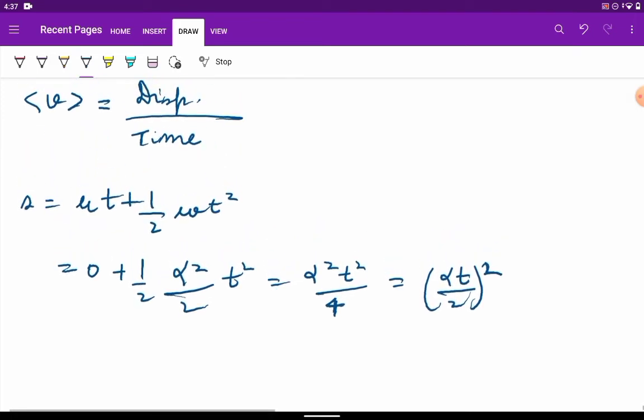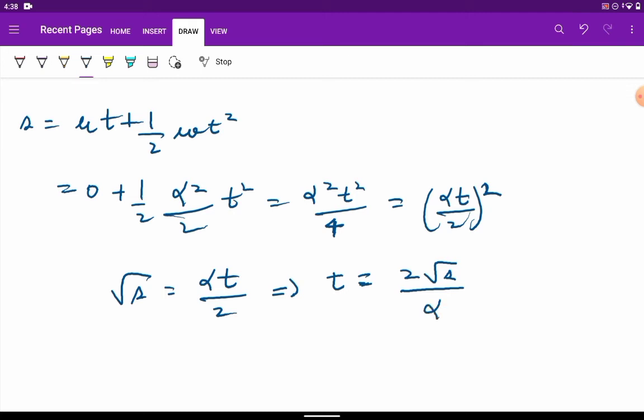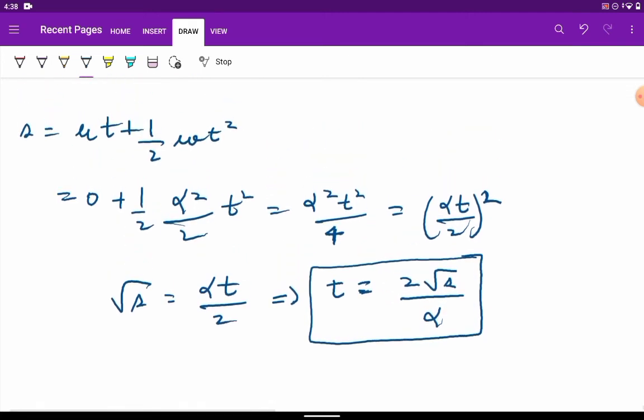Since we need everything with respect to s, let's find out the time taken to cover displacement s. If we take square root on both sides, it becomes root s is equal to alpha t by 2. This means t is equal to 2 into root s over alpha, right? This is your t.